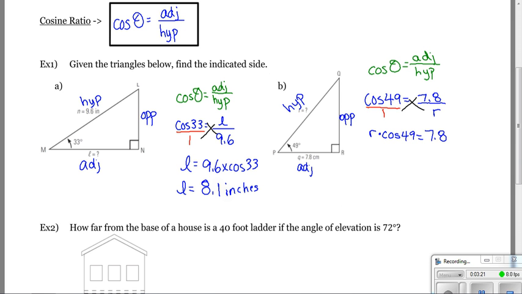We want to get R by itself. So we're multiplying by cos 49 right now. The opposite of multiplying by cos 49 is dividing by cos 49. And when you do one side, you must do the other. Maybe I'll use a different color. I'll do green. So cos 49 divided by cos 49 is just 1, and that leaves you with 1 times R, which is just R. So R equals 7.8 divided by cos 49. You type that exactly into your calculator. You get 11.9 centimeters.